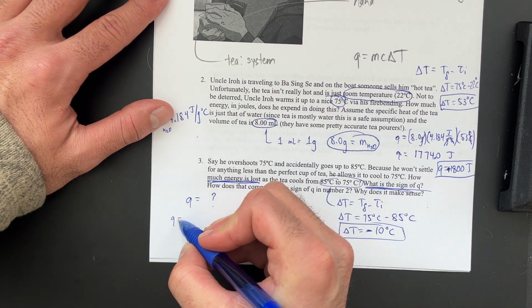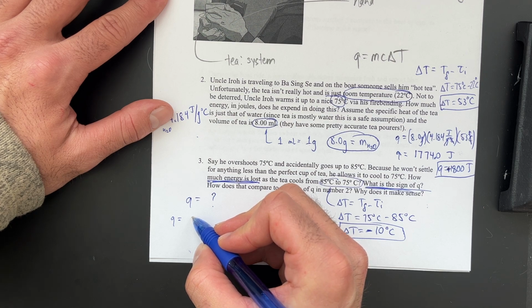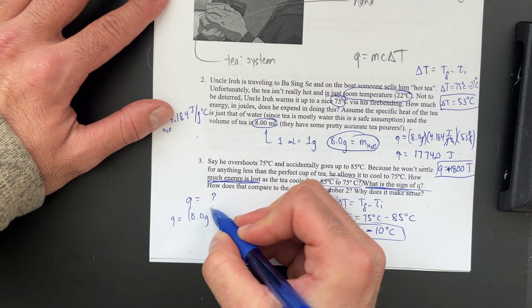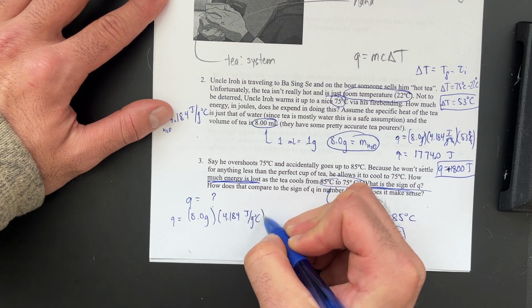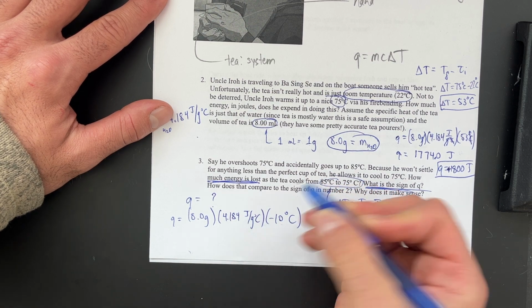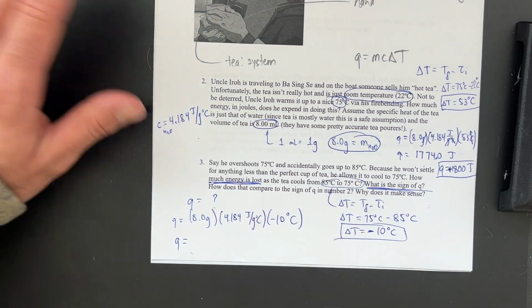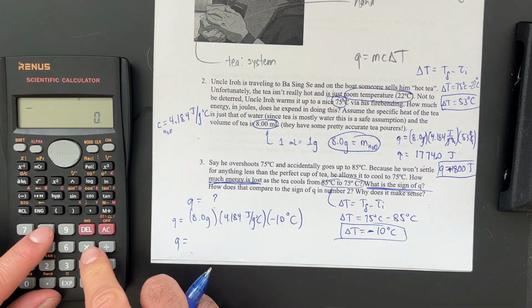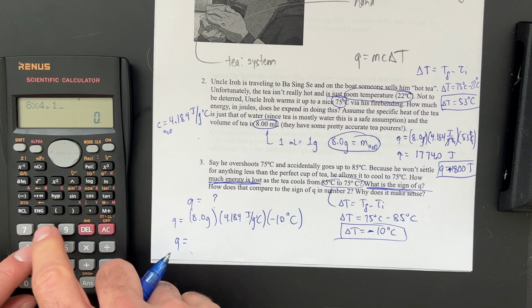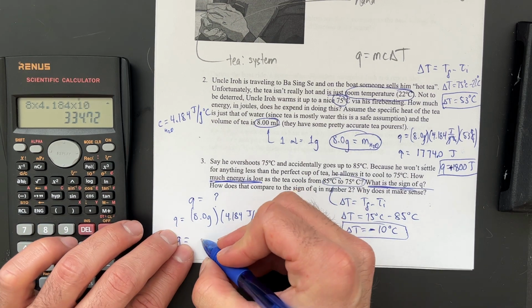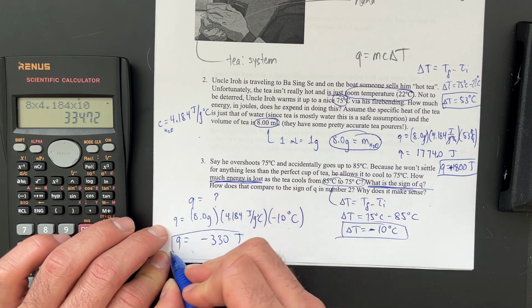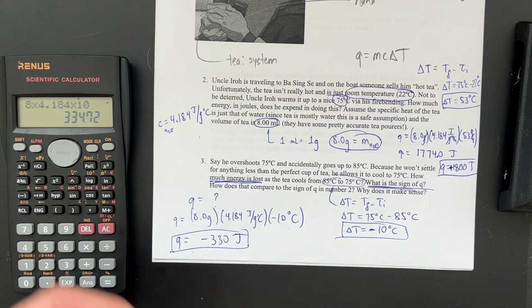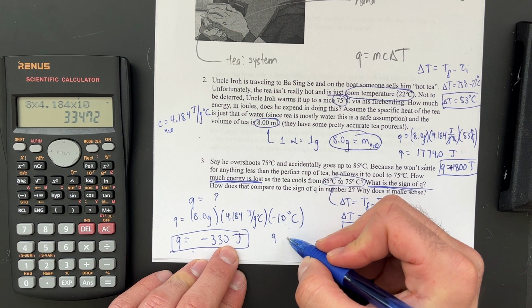And so we can plug it in and we'll see the mass is still the same. It's still 8 grams of water. C is 4.184 joules per gram degree Celsius, still the same specific heat capacity. But this negative 10 degrees Celsius is going to cause the Q to be negative. We put all this into our calculator. 8 times 4.184 times negative 10 is equal to negative 330 joules. And so we can see that Q is negative because we are losing heat.